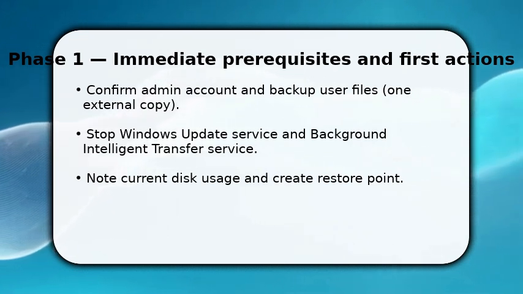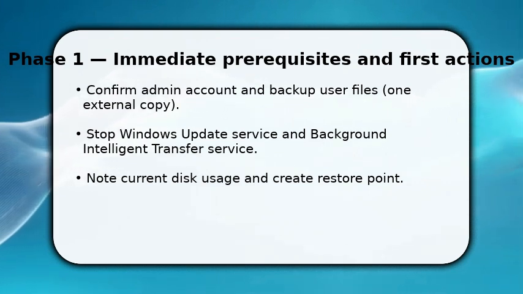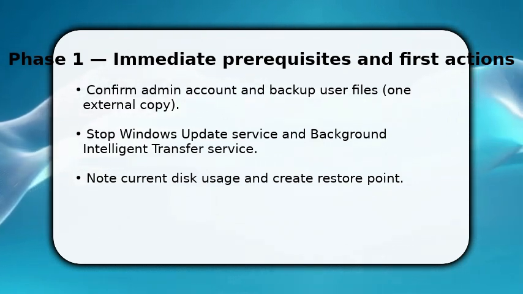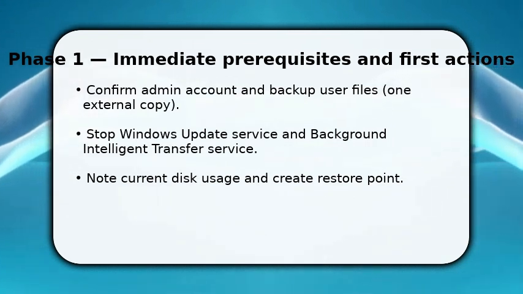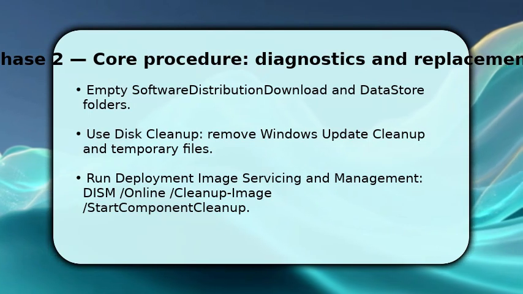Make a restore point now. It's fast and gives rollback ability. You're starting safe removal. These steps prevent locks and accidental data loss while you remove update caches. Now you'll remove the actual update files.